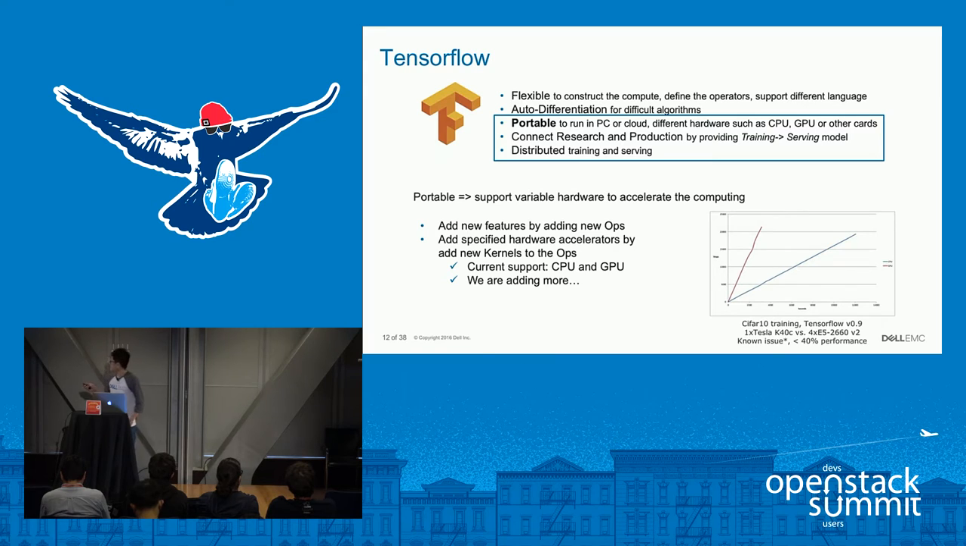The diagram shows a test in our lab. The blue line is where we used four E5 v2 CPU nodes, four CPUs, and got the machine learning iterations. And the red one is where we just used one GPU, the model is Tesla K40C. And this is not the best performance of the GPU because of some issue: TensorFlow takes a lot of memory, and the GPU memory is very, very scarce. So it only shows 40% of the GPU's performance. So we can expect that we can add more hardware to TensorFlow for different kinds of calculation, so we can get better performance.